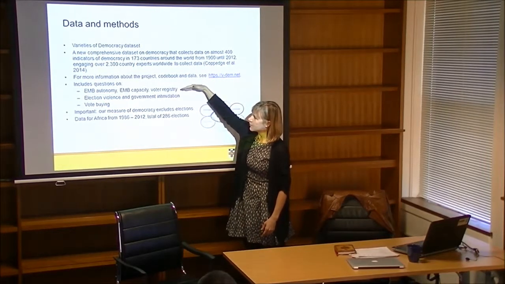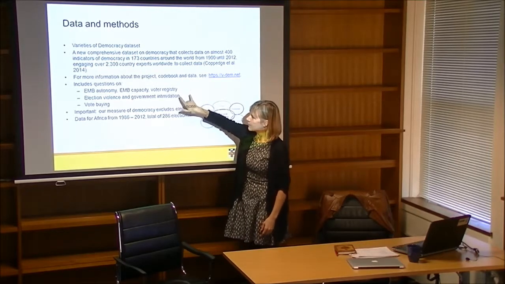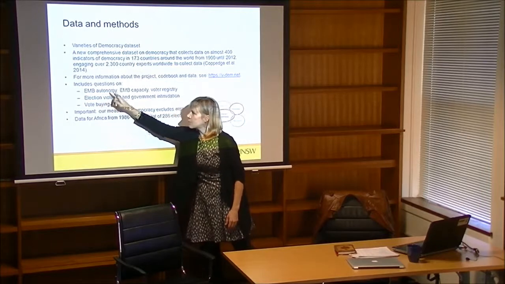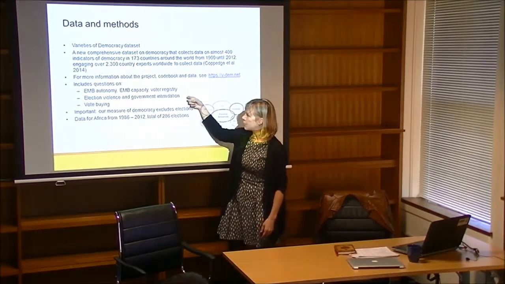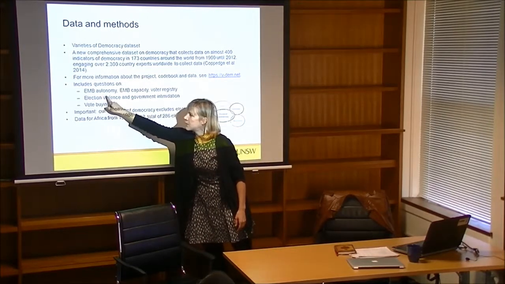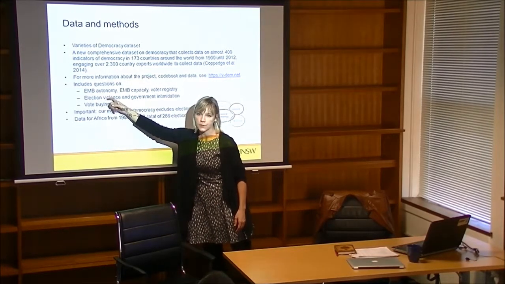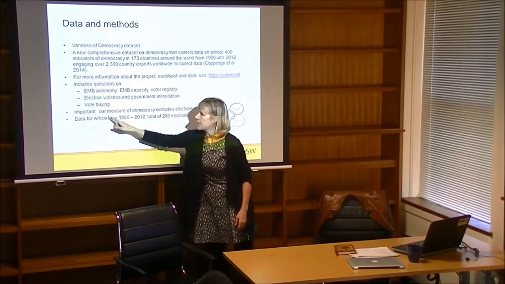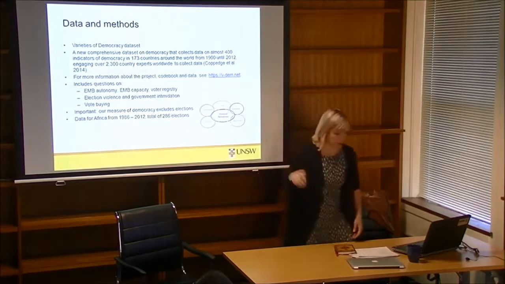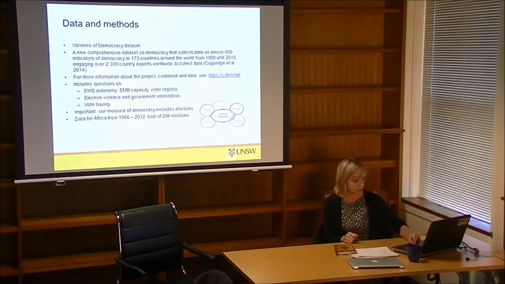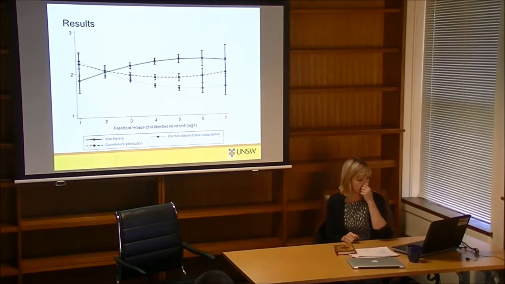We measured the institutional manipulation by combining manipulation of the voter registry, the EMB capacity, and the EMB autonomy in one variable. We measure coercion by government intimidation and election violence, and this is a measure of opposition violence. So we have the opposition side and the government side. And we measure cooptation by vote buying, basically the bar chart I showed you before. And so we do find this trade-off between institutional manipulation and vote buying, and then if we look at changes as countries democratize, we find this.